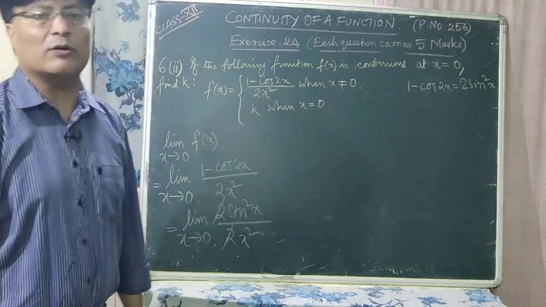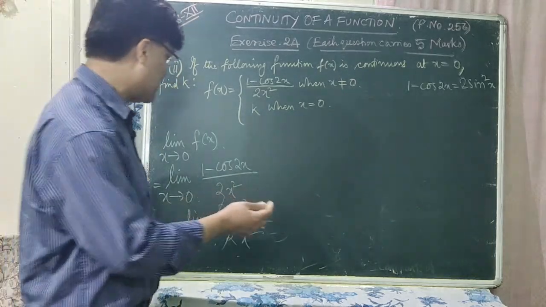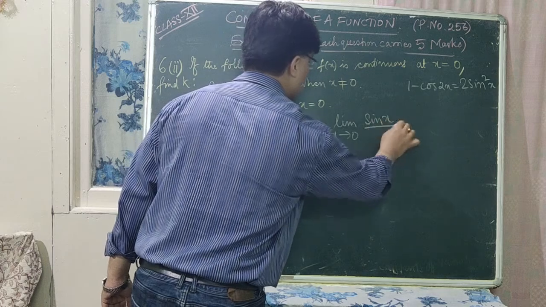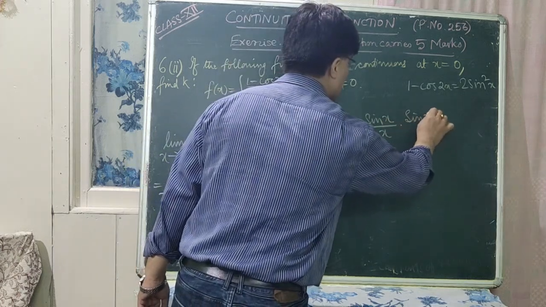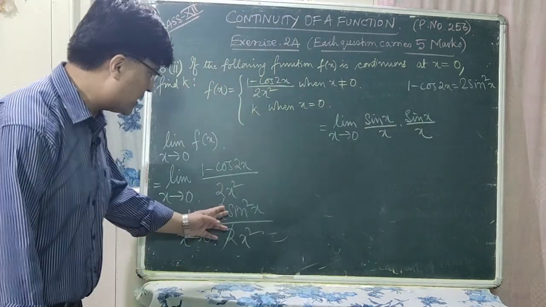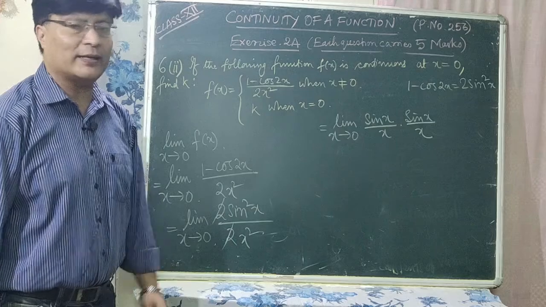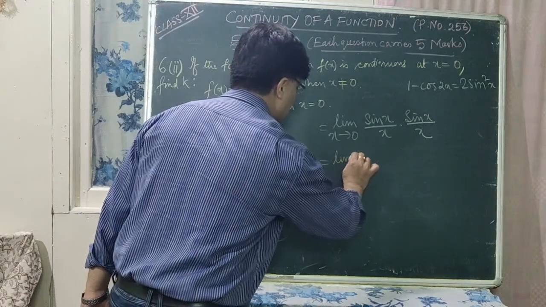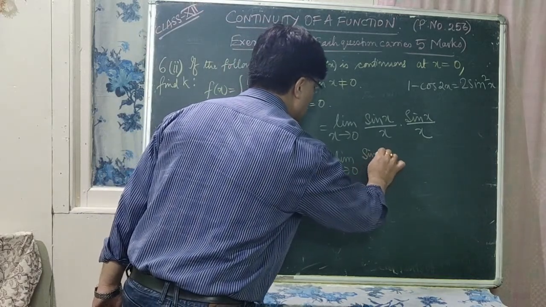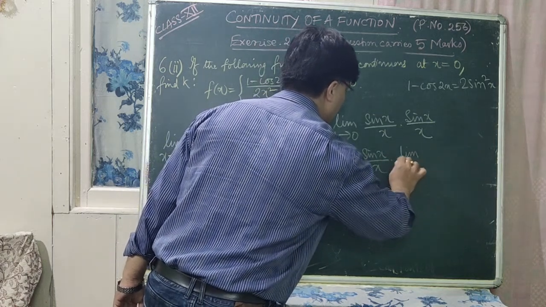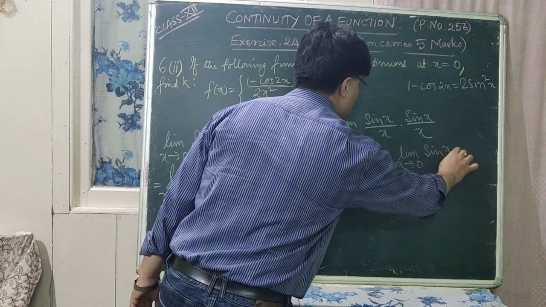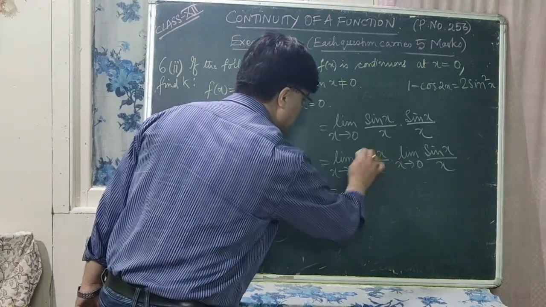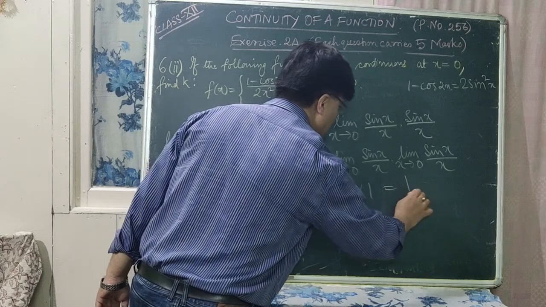Now this is sine square x by x square. Sine square means sine x into sine x. So here you can write limit x tends to 0 of sine x by x into sine x by x. We have written sine square x as sine x into sine x and x square as x into x, so that it can be converted into its standard form. So which is equal to limit x tends to 0 of sine x by x into limit x tends to 0 of sine x by x. I think you have understood it. What is the value of this limit? This is a standard limit, 1, so 1 into 1, which is equal to 1.